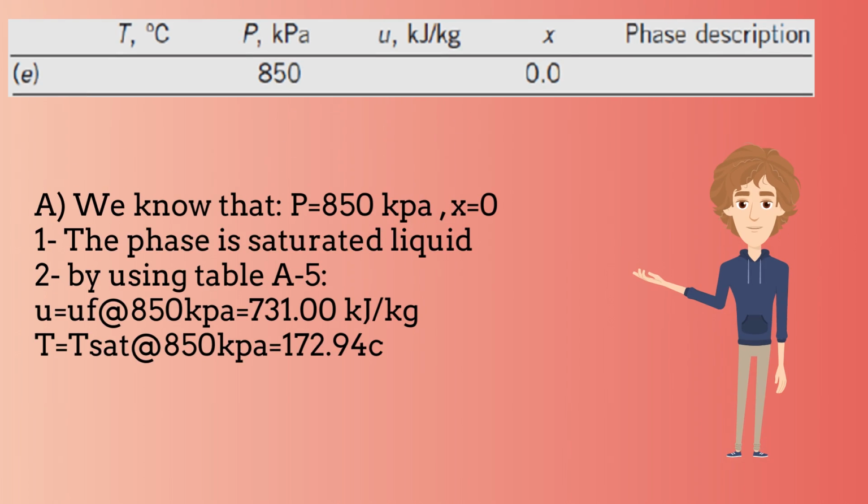In E, we know that x is equal to 0 and the pressure is equal to 850 kilopascal, so the phase is going to be a saturated liquid. We need to go to table A5 to find the u, which is equal to 731 kilojoule per kilogram, which is also equal to uf at 850 kilopascal, and the temperature is going to be 172.94 Celsius, which is also equal to the saturated temperature at 850 kilopascal.